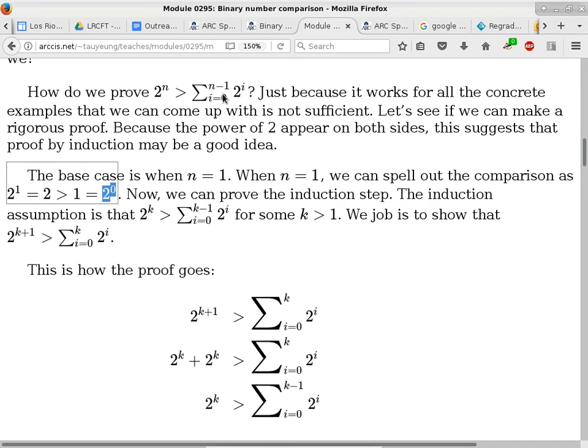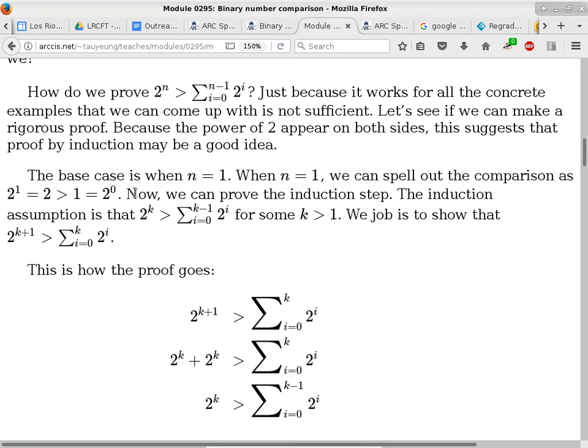Because it only goes from 0 to n minus 1. When n itself is 1, n minus 1 becomes 0. And so the only term we have to worry about in the sigma notation is 2 to the power of 0, which is 1. Then you look at 2 to the power of 1, which is 2. You look at 2 to the power of 0, which is 1. And now we can say, well, at least the theorem works when n equals 1. Is that okay? But that's only the first part of a proof by induction.